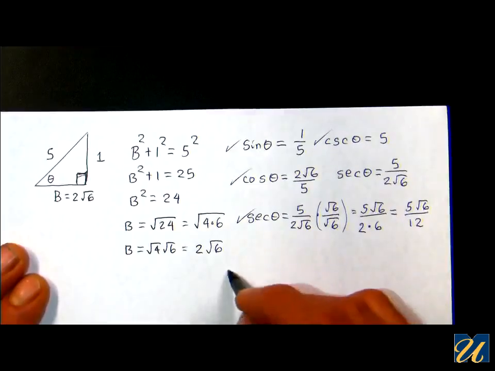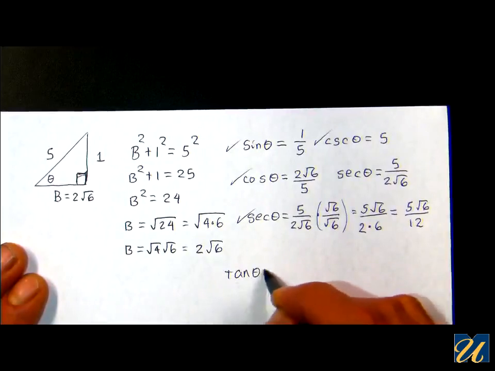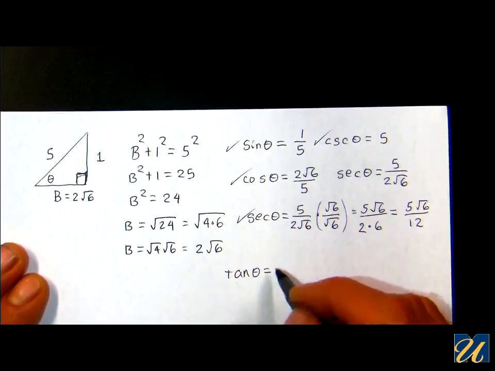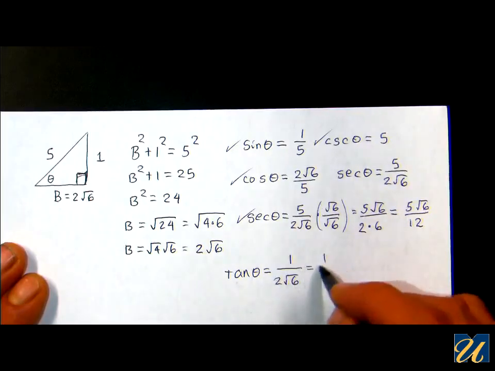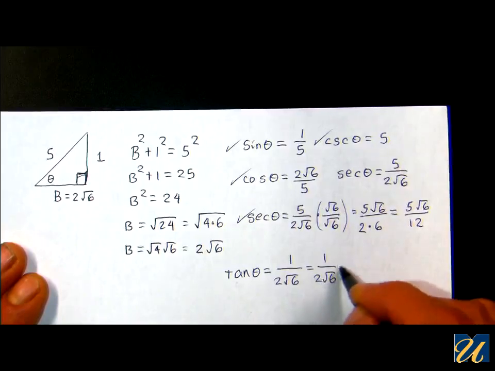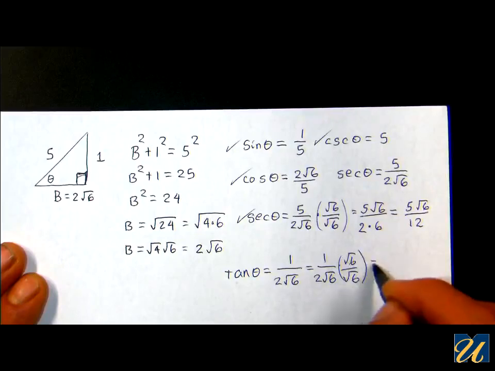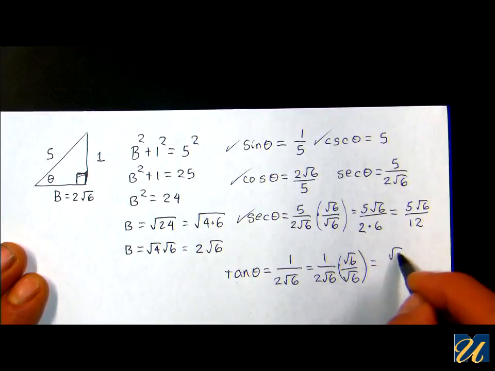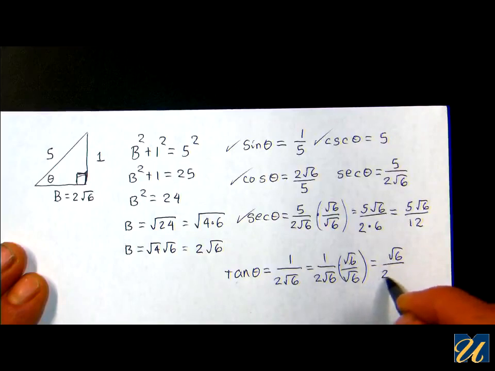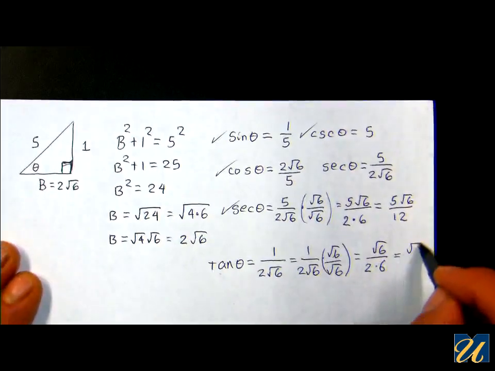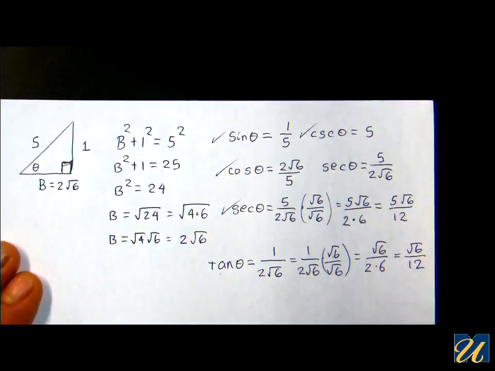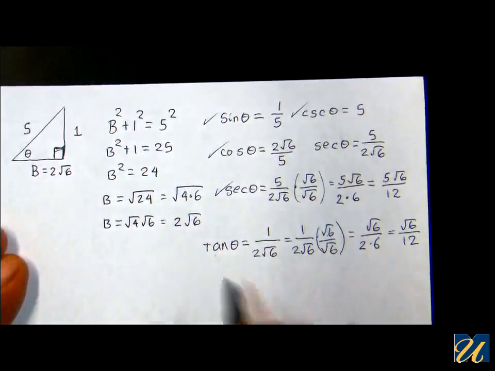Okay, so we just need the tangent and the cotangent. So we need tangent. Tangent is the opposite divided by the adjacent, so that's 1 divided by 2 root 6. Okay, so if we take 1 divided by 2 root 6, rationalize by multiplying both top and bottom by root 6, we'll end up with root 6 divided by 2 times 6, or root 6 divided by 12. So there's the tangent.